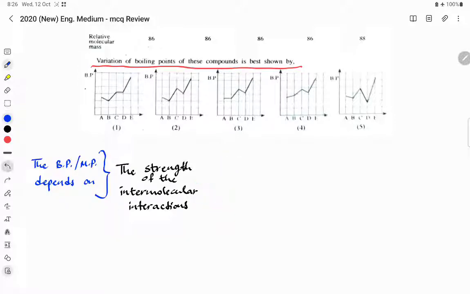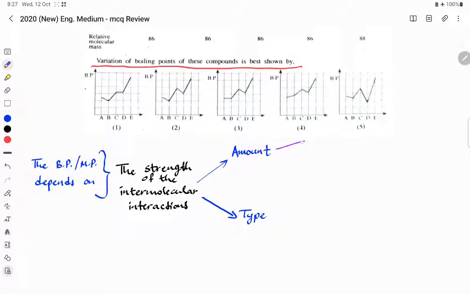First one, the number or the amount of intermolecular interactions. The second one, the type of the intermolecular interaction. Now the amount means how many interactions are formed. The type means whether it's a hydrogen bond, ion-dipole interaction, a dipole-dipole interaction, a London force, etc. Now the amount of the interaction depends on several points.